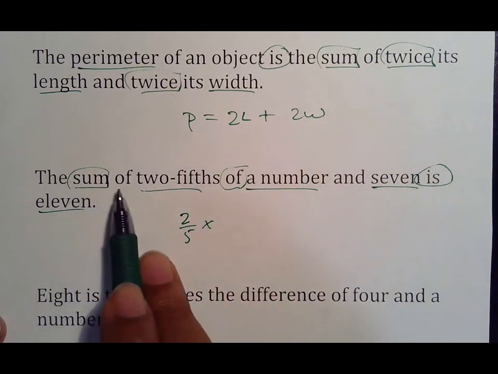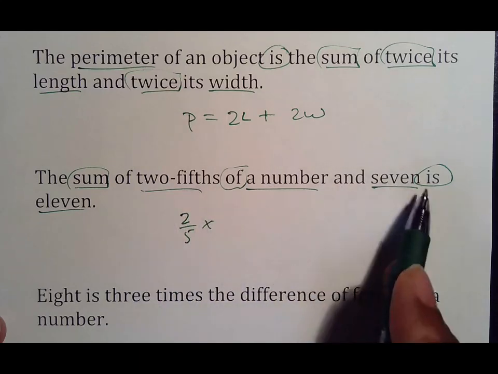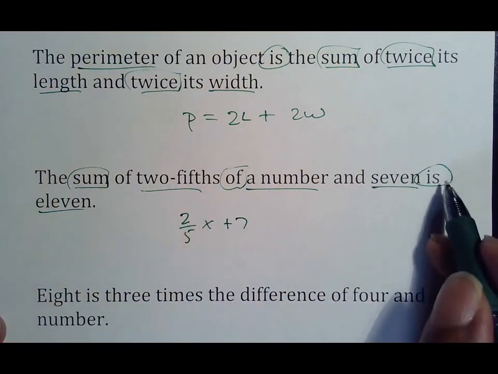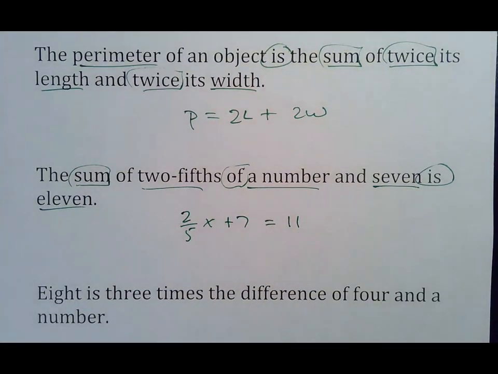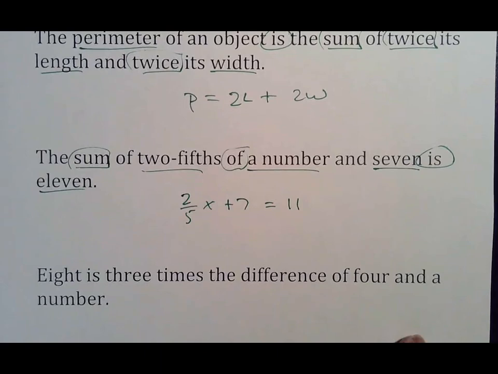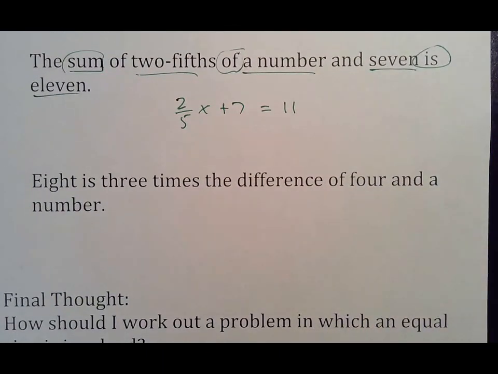It says the sum of 2/5 of a number and 7, which means that should be in front, and 7 would mean we're adding 7 to it. "Is" means turn it into equals. 11 means put that over there. And that would be it. At some point in your work, which would be next chapter, we'll actually be working on solving this question.